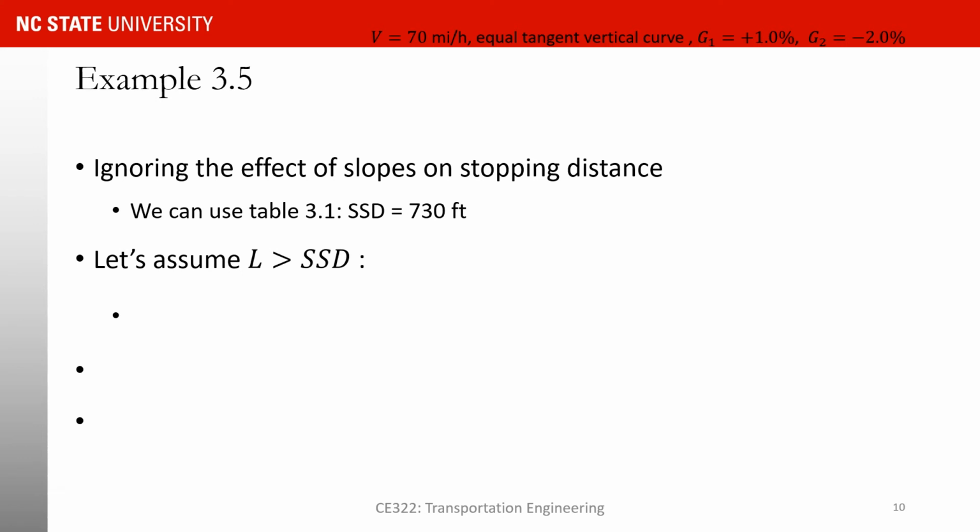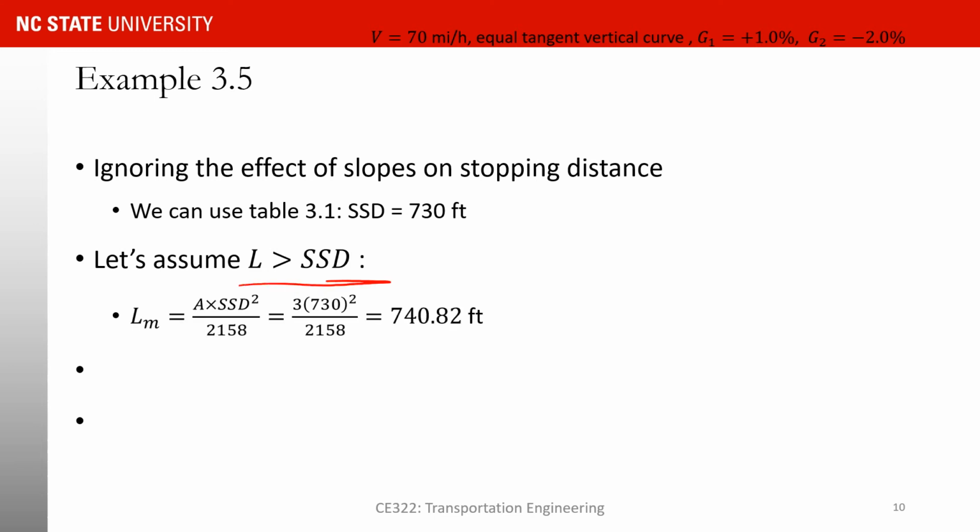So as an engineer, you need to make an assumption here. Let's assume that L is more than stopping sight distance. Find the value of L, and then we check if it is more or less than the stopping sight distance. If it's more, we are good. If it's less, we need to do something. So let's start. I'm going to assume that L is more than the stopping sight distance.